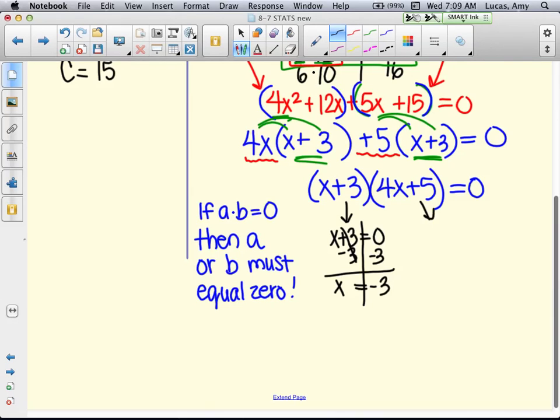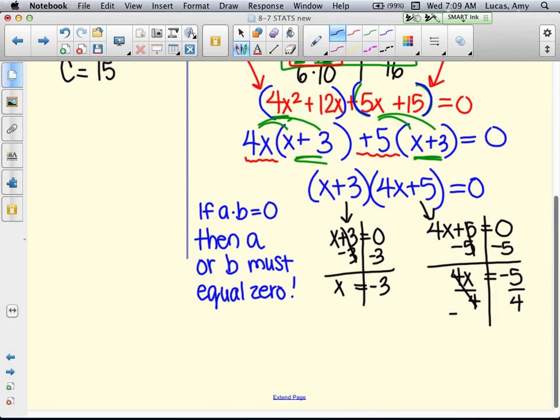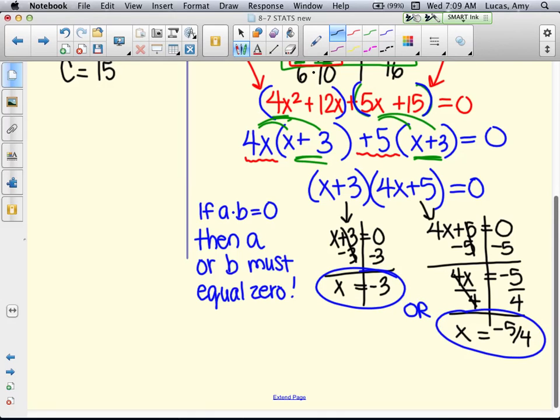The second one I set equal to 0. It's a little bit more work to solve this one. I would subtract 5. So 4x equals negative 5. Then divide by 4. So x equals negative 5 fourths. So my two solutions: x equals negative 3, or x equals negative 5 fourths.